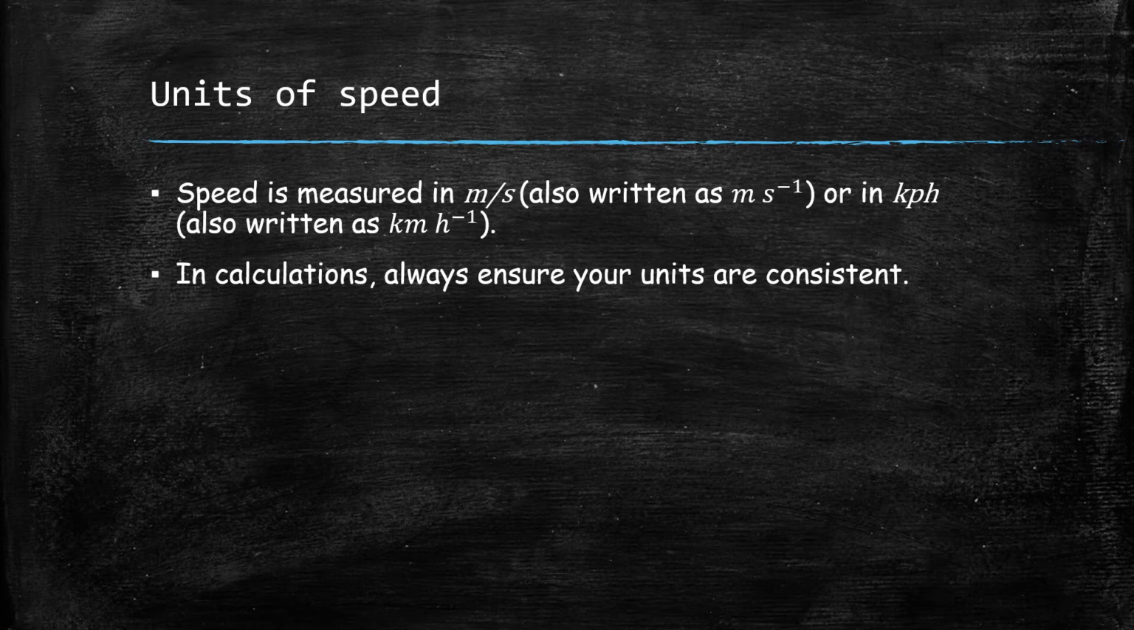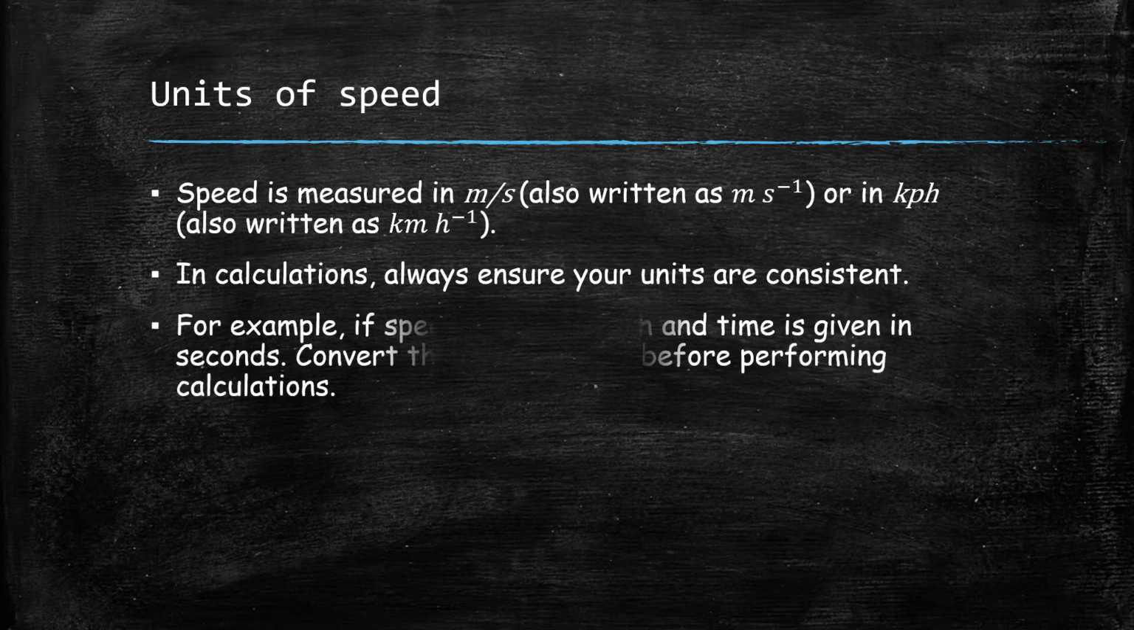So whenever you calculate, always ensure your units are consistent. What that means is if a question has stuff written in meters per second, ensure that you use meters and seconds and you don't use kilometers per hour by accident. So for example, if the speed is given in kilometers per hour and the time is given in seconds, what you have to do is you have to first convert the speed to meters per second so that the units are the same throughout before performing any calculations.